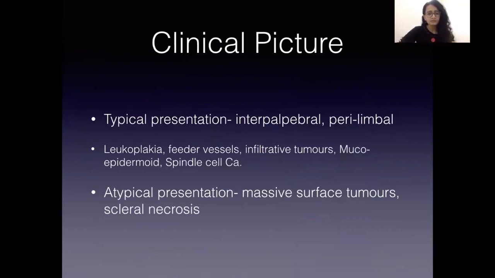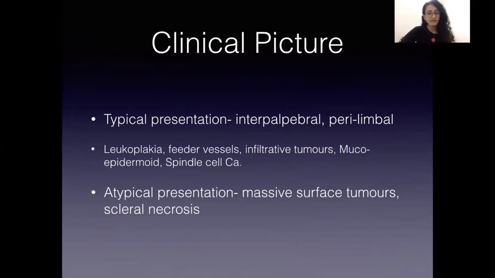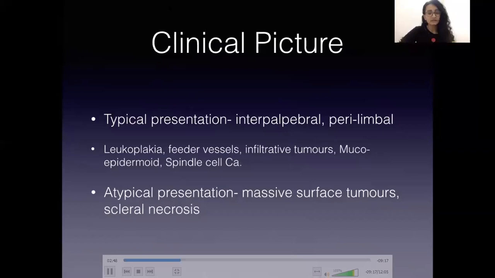Now, as a clinical picture, the patient typically presents with complaints of redness, irritation, watering, and also photophobia. Some patients may present with a mass-like lesion, straightforward. Typically, these lesions are present in the interpalpebral and perilimbal area. They can present as a leukoplakic lesion. Feeder vessels are very important to identify, and these are the vessels which give you the first clue that this is a tumor, and certain tumors are infiltrative, which can infiltrate the underlying structures like sclera.